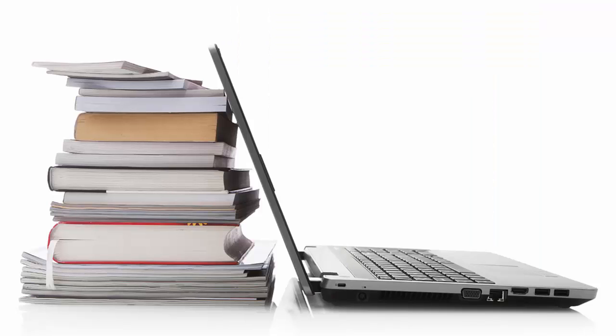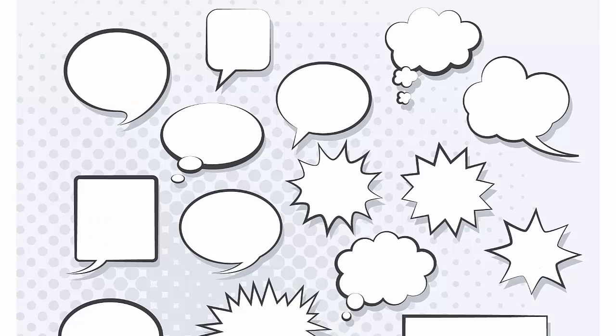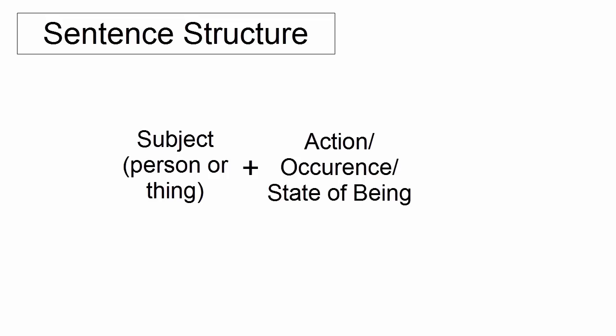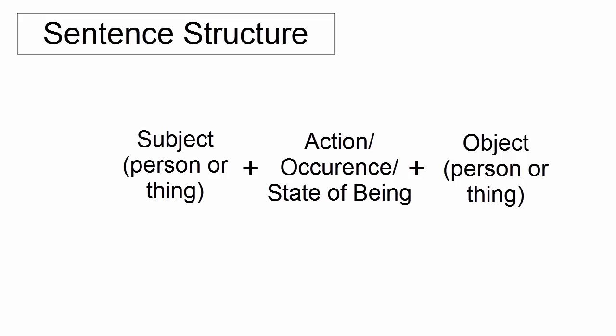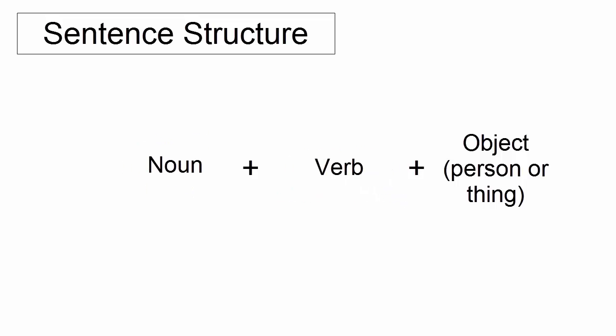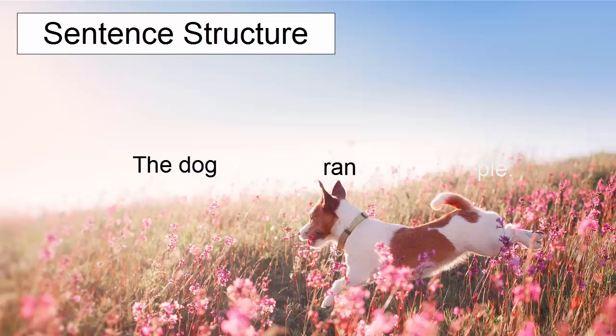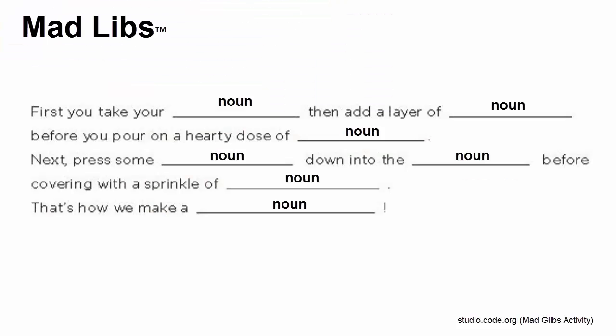English. When we learn a language, we learn about how different parts of speech come together to form a sentence. Here is an abstraction of a basic sentence structure in English. Subject, person or thing, plus action, occurrence, state of being, plus object, person or thing, or noun plus verb plus noun. For example, Susie ate pie. The dog ran home.